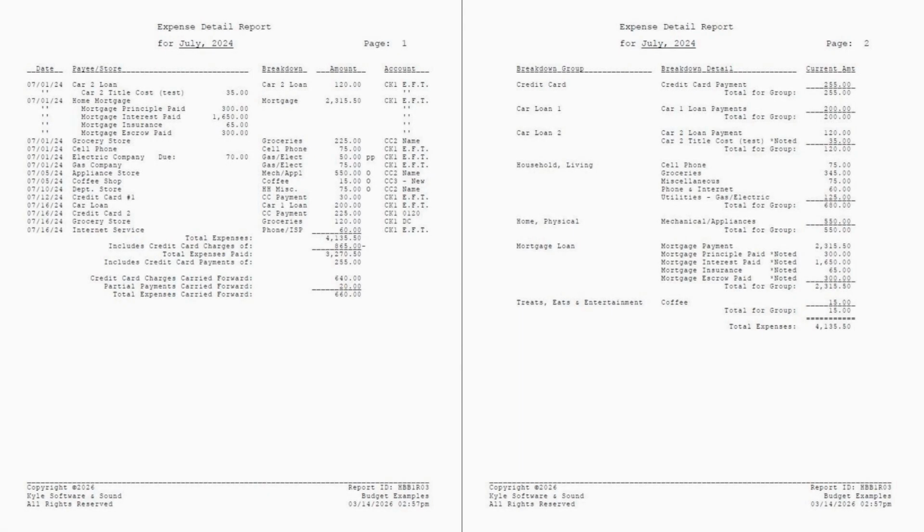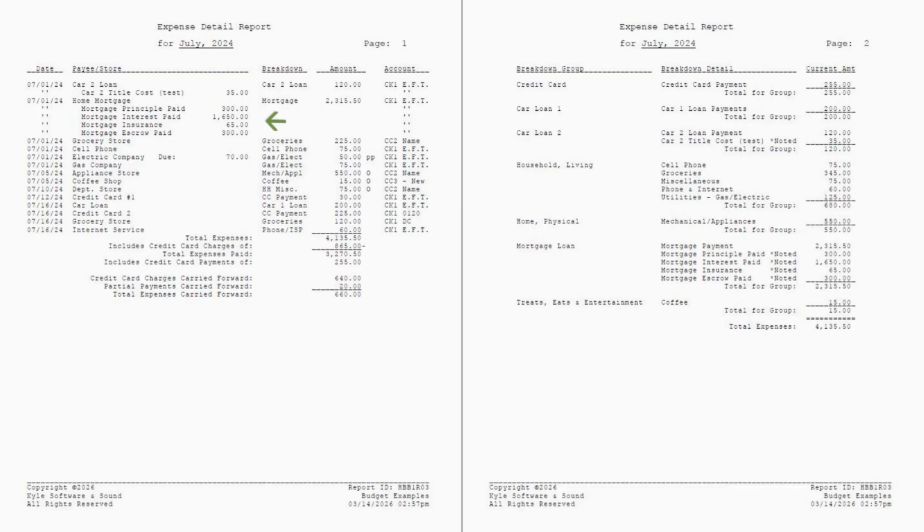Page 1 of the expense detail report lists expenses paid and/or charged in date order. The column on the right, titled Account, details from which source the payment was made and by what means when using a checking account. Credit card charges that are due in the following budget period appear with an O for outstanding after the amount.